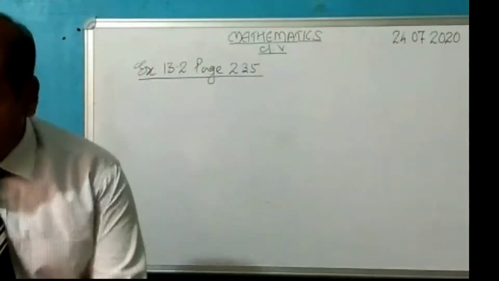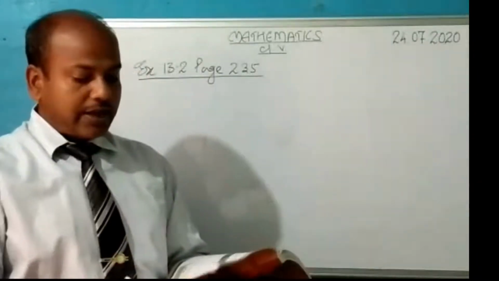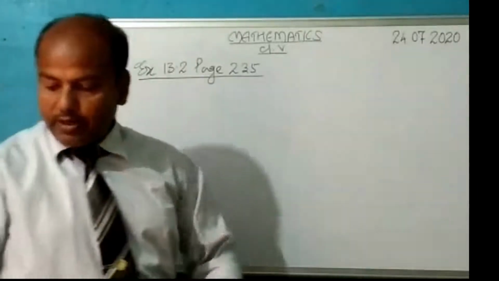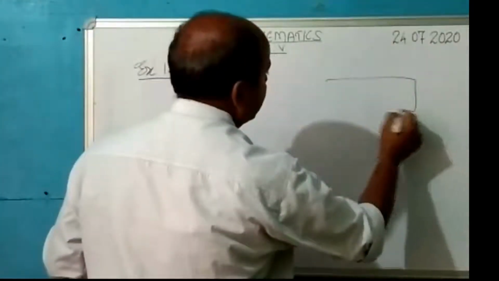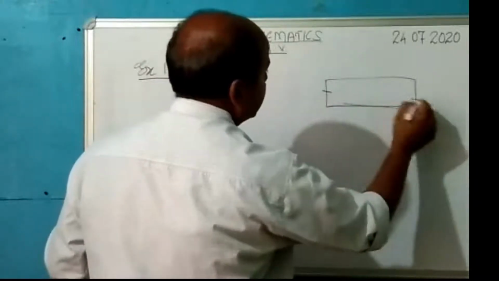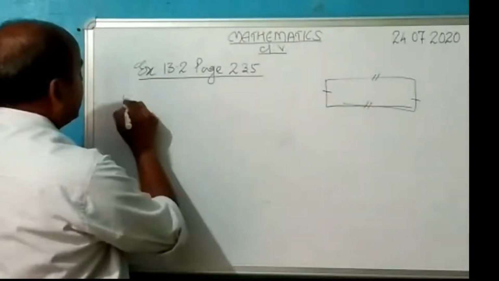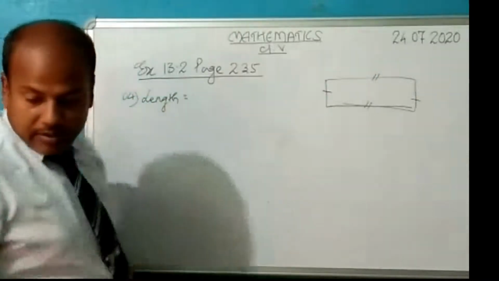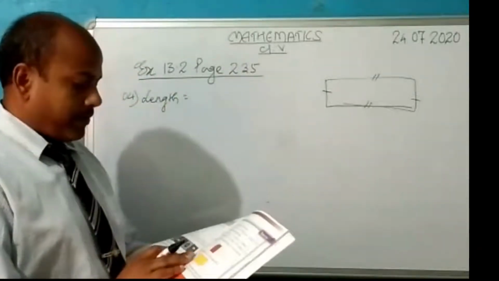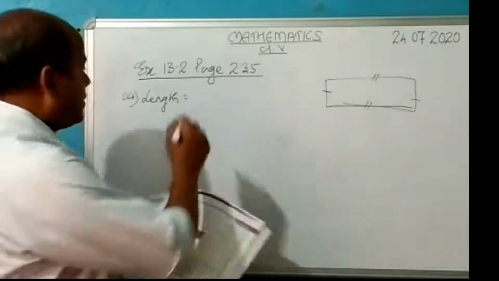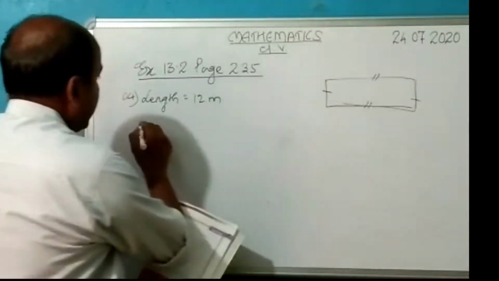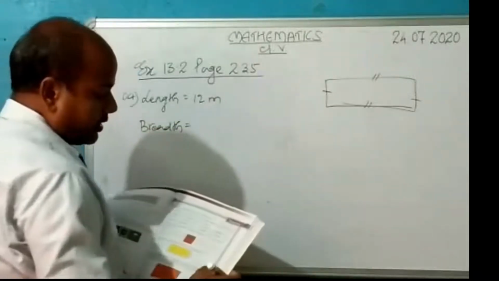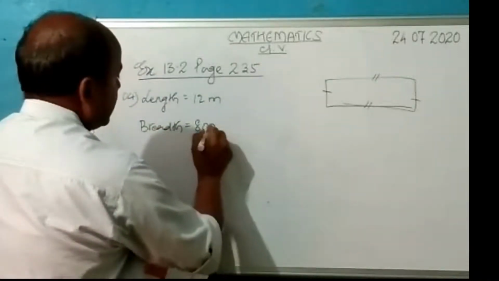Let's see question number 4. Find the area of a rectangle with length 12 meter and breadth 800 centimeter. So there is a rectangle, with length and breadth. Length is given, length is 12 meter. And breadth is given, breadth is 800 centimeter.